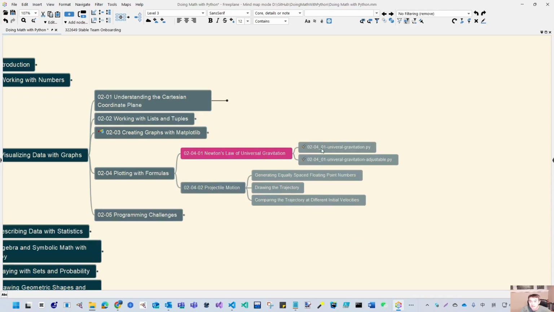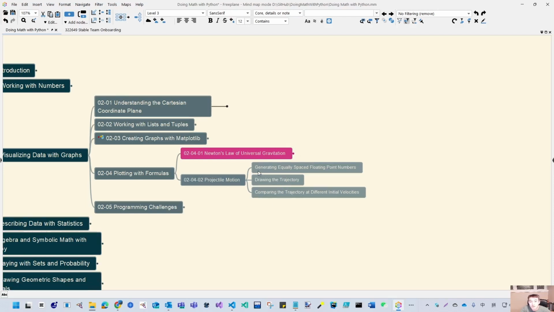Like in the last video, we built one basic universal gravitation, and then we did some adjustable parameters as the second one. So these two are linked to Newton's law of universal gravitation. For this one, first we will generate some equally spaced floating point numbers so that we can use them to make the time and the equally spaced list. Then we draw one trajectory, and then we draw three trajectories with different initial input values.